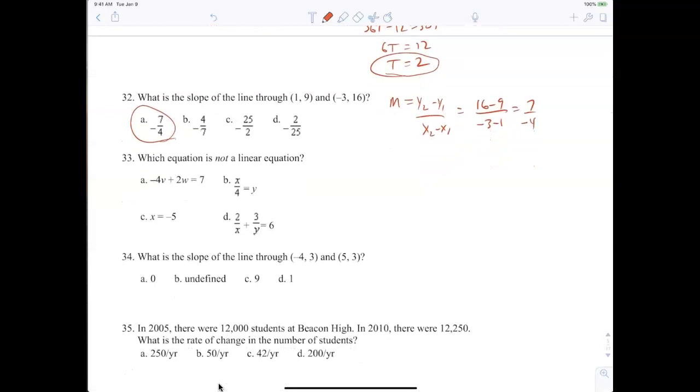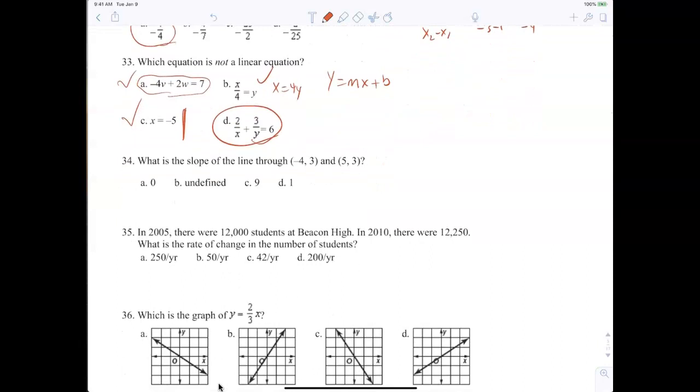Which one is not linear? Linear just means it can be in the form y equals mx plus b. Some kids were confused. It doesn't have to be x and y. So that one is linear. This is a vertical line, so that's linear. This, if I multiply by 4, it gets x equals 4y, so that's linear. D is the correct answer because you can't divide by the variables. Dividing is not linear. So the correct answer had to be D.